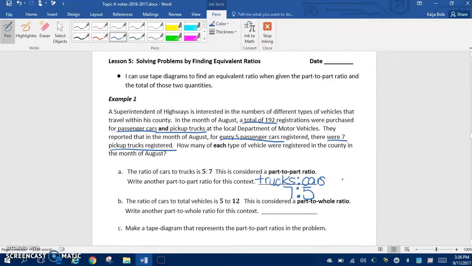Part B says the ratio of cars to total vehicles is 5 to 12. This is considered a part-to-whole ratio. Write another part-to-whole ratio for this context. So the first one compared cars, so another one we could do would be trucks to total vehicles. And that ratio would be 7 to the same total, 12.